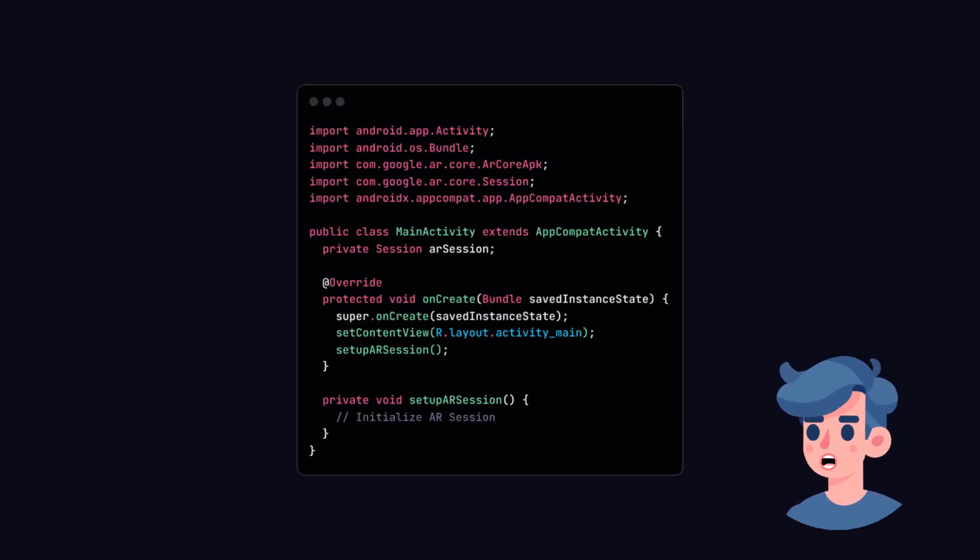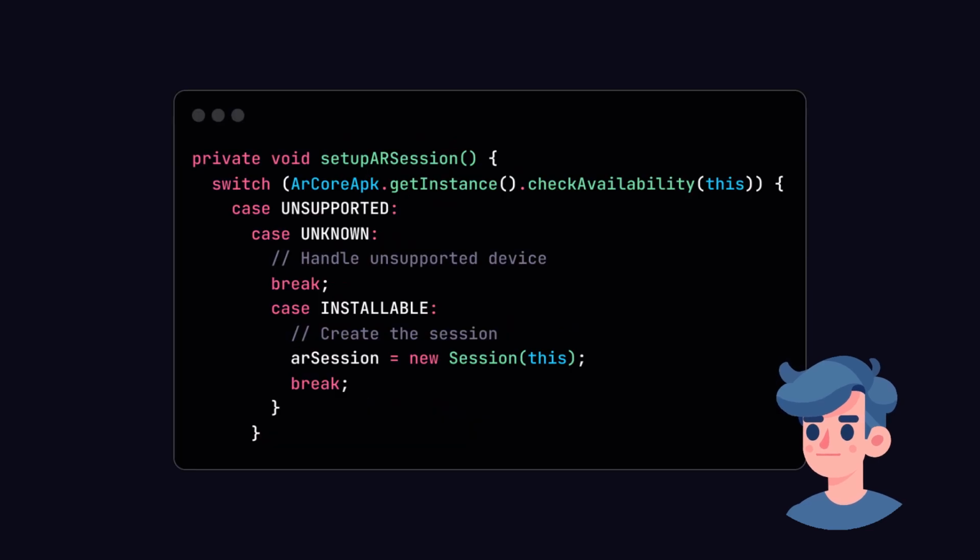Now, let's create our main activity that will initialize our AR environment. Create a new Java class named MainActivity. In this class, we'll extend the AppCompatActivity and implement the necessary lifecycle methods for AR. Next, we need to check if the device supports ARCore. This is done using ArCoreApk.checkAvailability. Let's add that function in our setupARSession method.